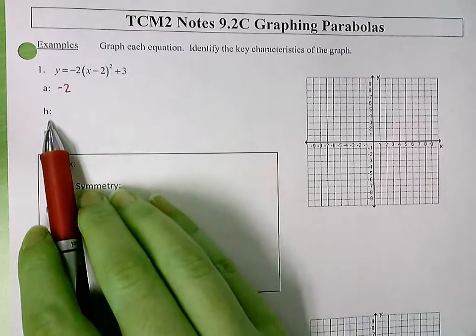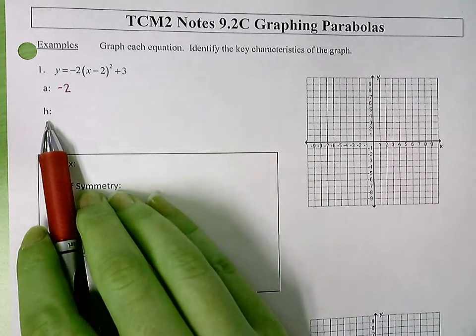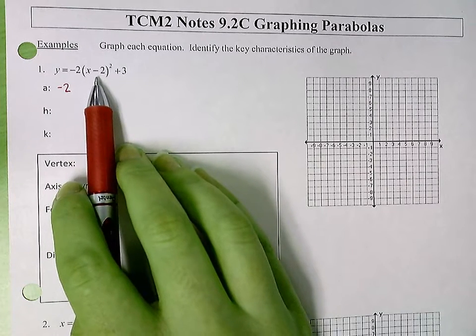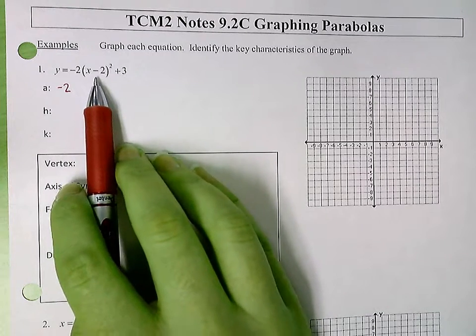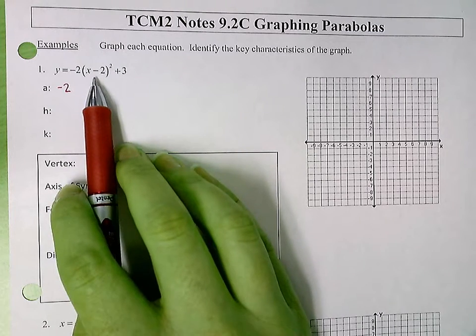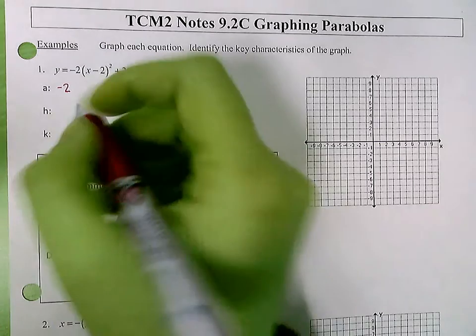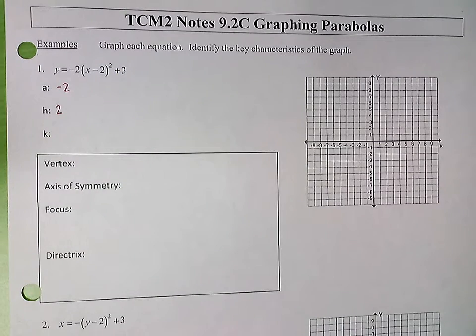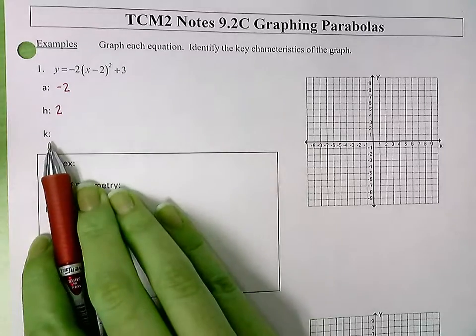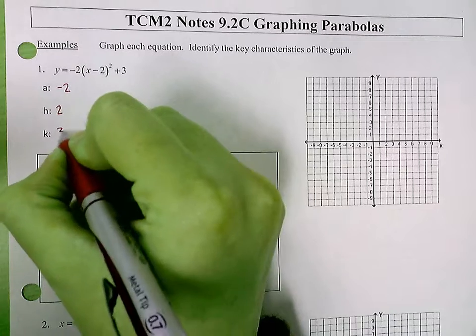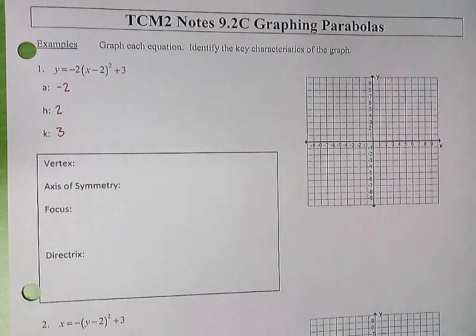Your H value is on the inside of those parentheses. Okay, now when I have my standard form, it's A times the quantity X minus H. Okay, so that means our H value here will be 2. Okay, not -2. H value is 2, not -2. Okay, then the last one is K. K is the number on the outside there. Okay, so K will be 3.